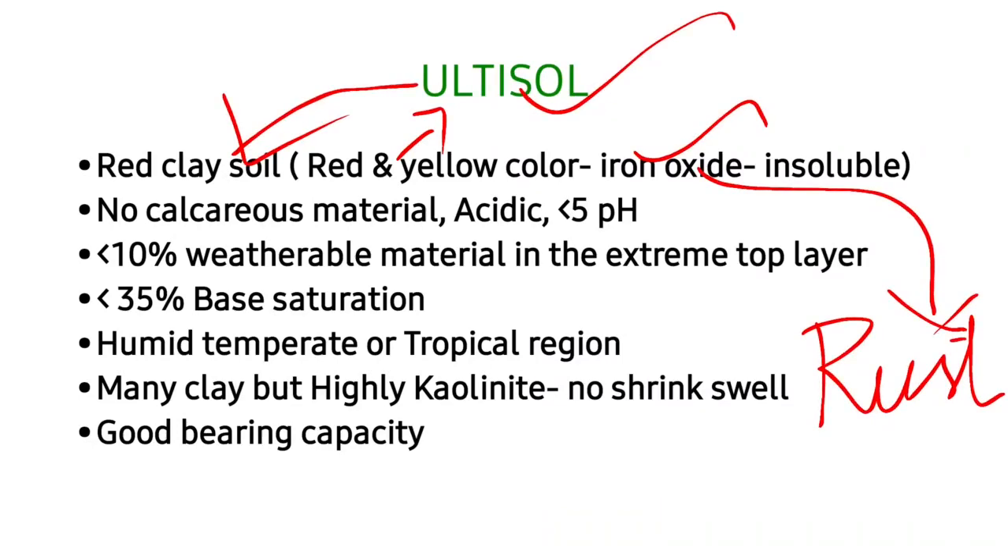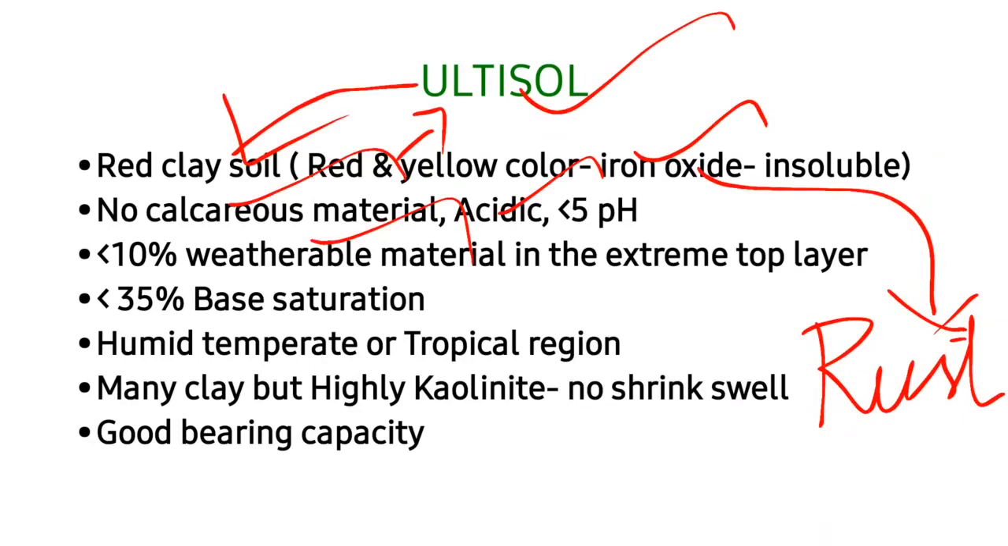And it does not contain any calcareous material. Calcareous material leads to an increase in pH and turns the acidic soil into basic. So, as it does not contain calcareous materials, it is acidic in nature and the pH is said to be less than 5. But in case of your vertisol, we have seen that it is formed from a highly basic rock known as basalt.